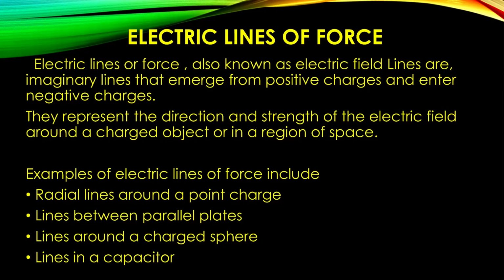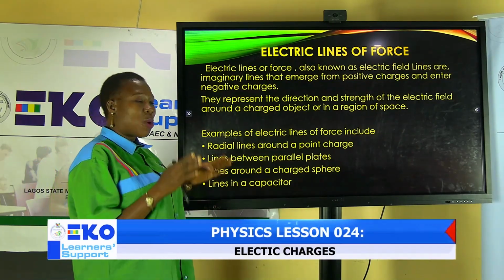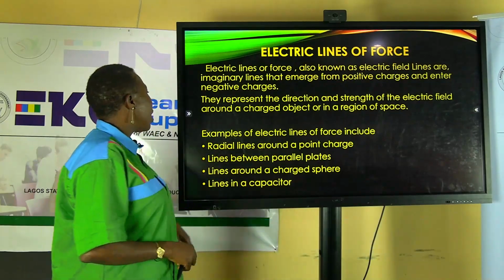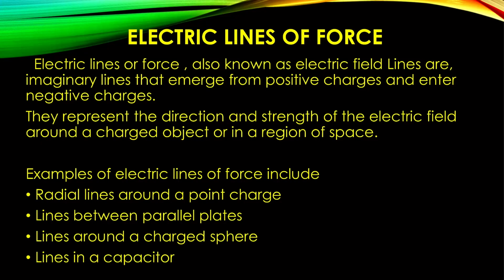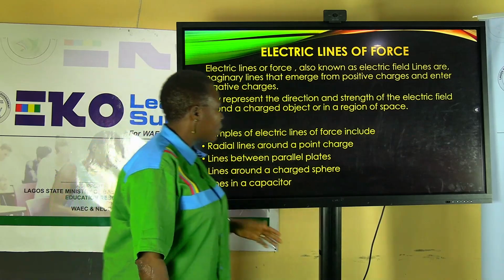Electric lines of force. Electric lines of force, also known as electric field lines, are imaginary lines that emerge from positive charge and enter negative charges. They represent the direction and strength of an electric field around a charged object or in a region of space.